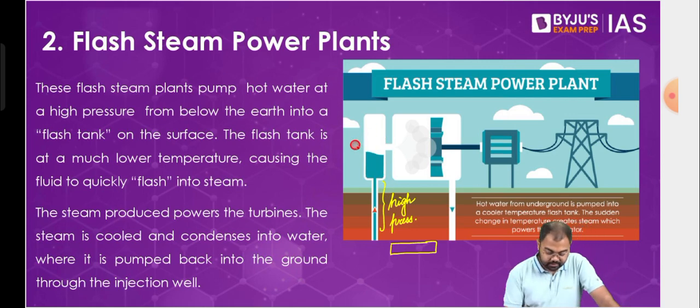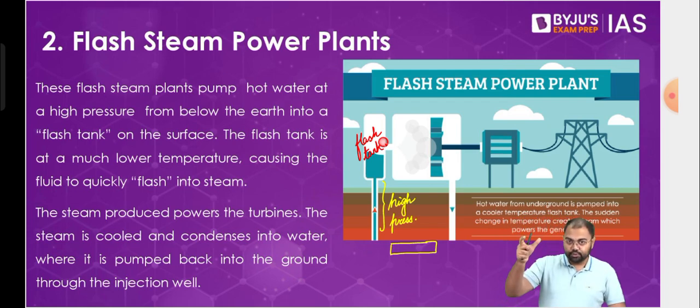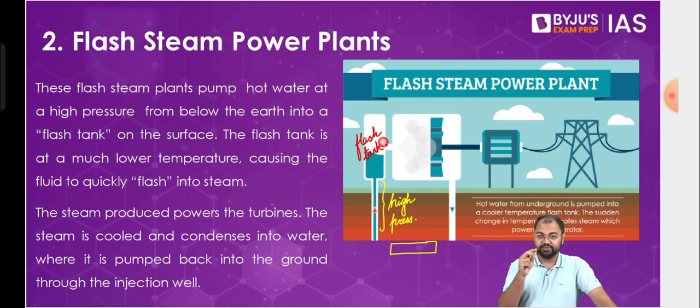It goes to the flash tank. This part is called the flash tank. At the flash tank, there is normal pressure. As soon as it comes from high pressure to normal pressure, this water converts into steam. This sudden conversion happens because of the pressure difference.